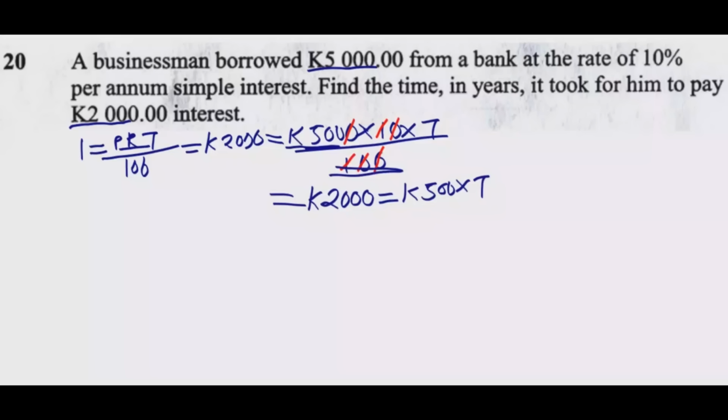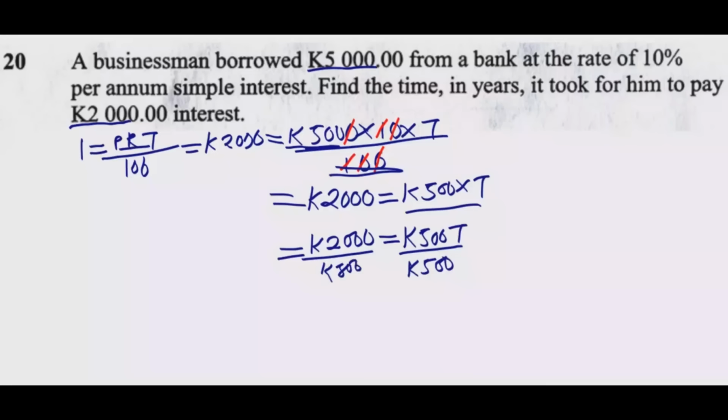Okay, so basically what we can do now is evaluate this so that we get a single figure, which is 2000. We copy 2000 the way it is, which is equal to 500 kwacha times t, which gives us 500 kwacha t. So here we divide both sides by 500 kwacha so that we remain with t on one side of the equal sign. So we have 500 kwacha down here, and on this side we have 500 kwacha down here.